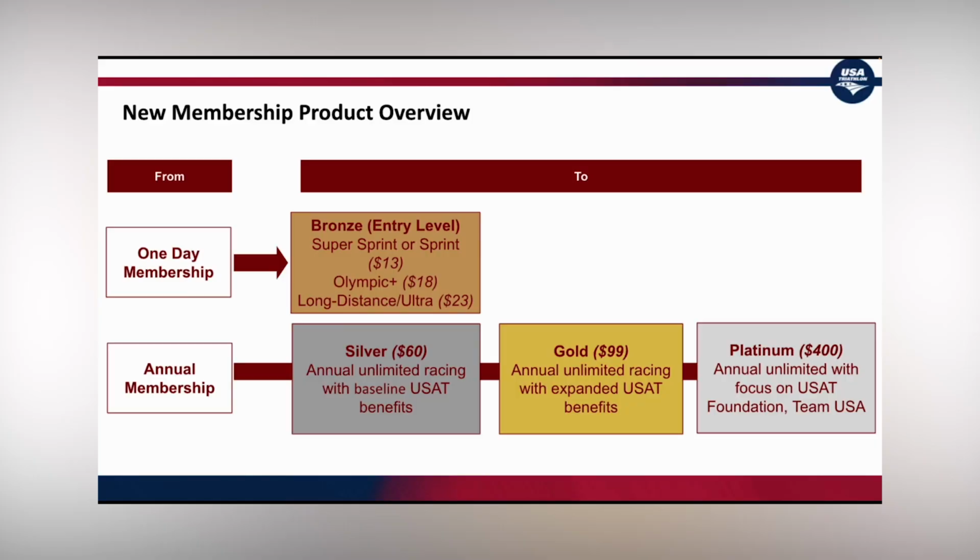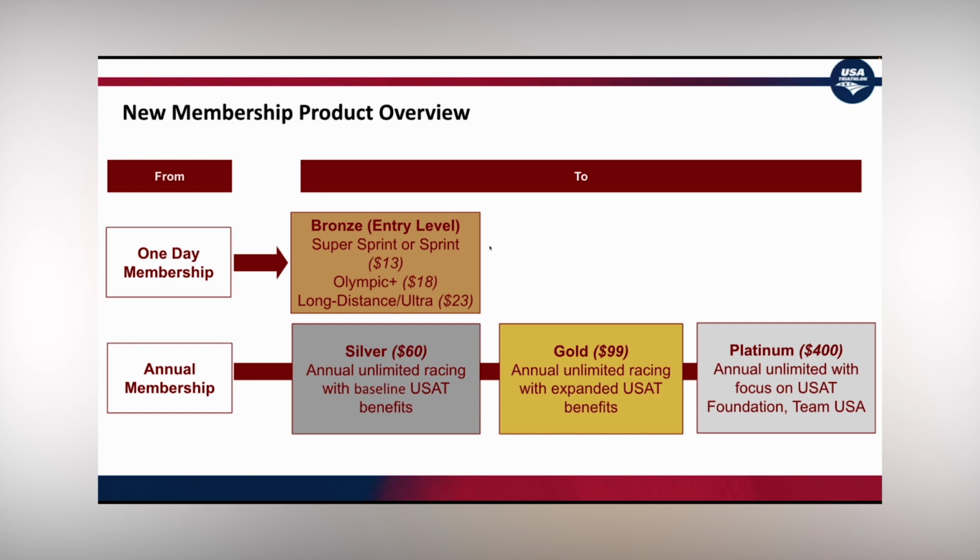So today we're going to talk about the new USAT price changes and how that affects the setup on the RunSignup side. So the first thing that we want to talk about is specifically what is the new pricing change. So now for one-day licenses, they're categorizing this as a bronze membership. And depending on the distance of the event, the price for the one-day membership will be different. So it'd be $13 for super sprints or sprints, $18 for Olympic distance, and $23 for long distance ultra.